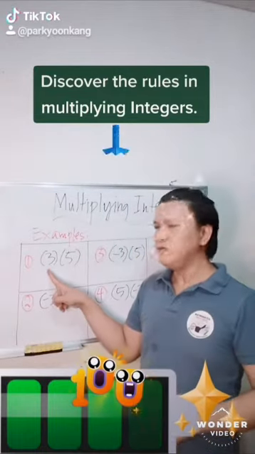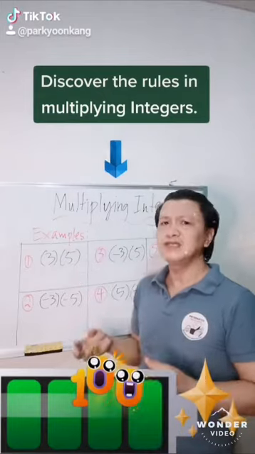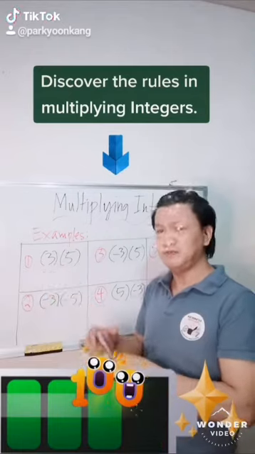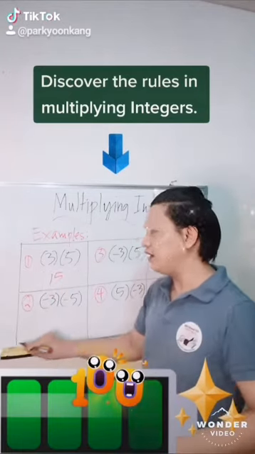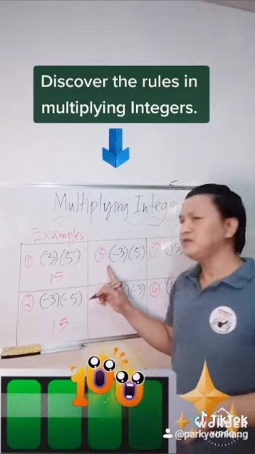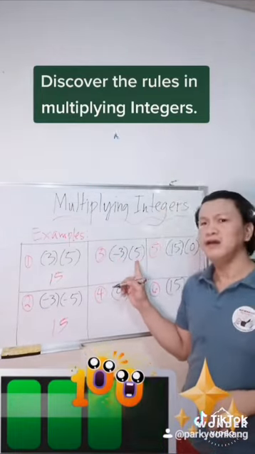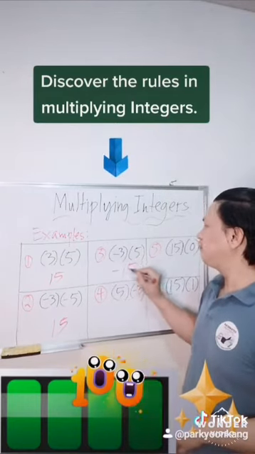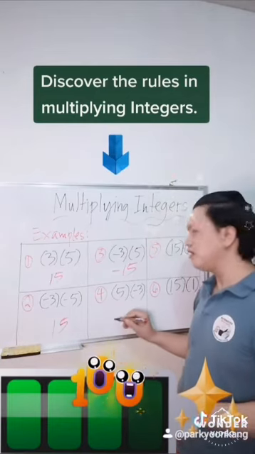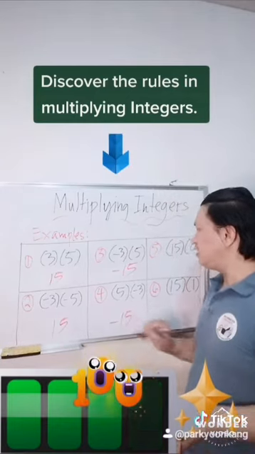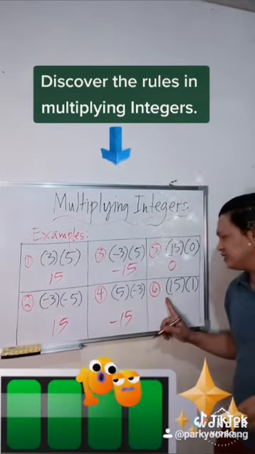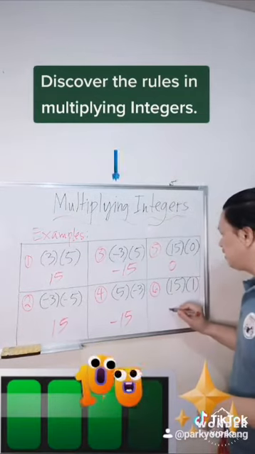Let's have number 1, 3 times 5, or you can do this as 5 plus 5 plus 5. The answer is simply 15. Number 2, negative 3 times negative 5 is simply 15. Number 3, negative 3 multiplied by 5 is simply negative 15. Number 4, if you multiply 5 and negative 3, their product would be negative 15. Number 5, the product of 0 and 15 is simply 0.